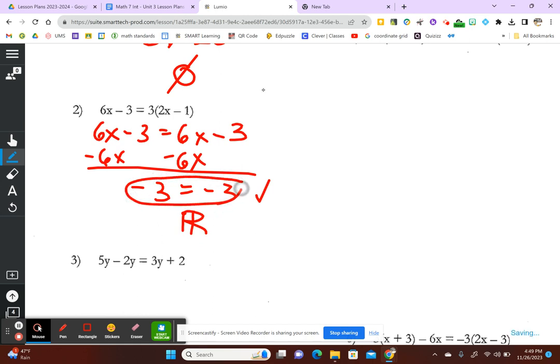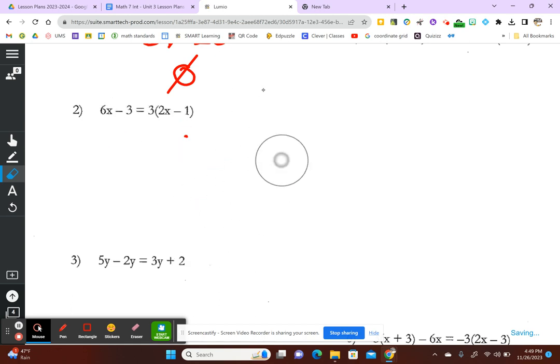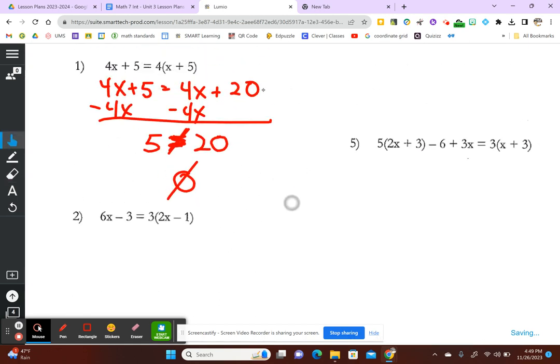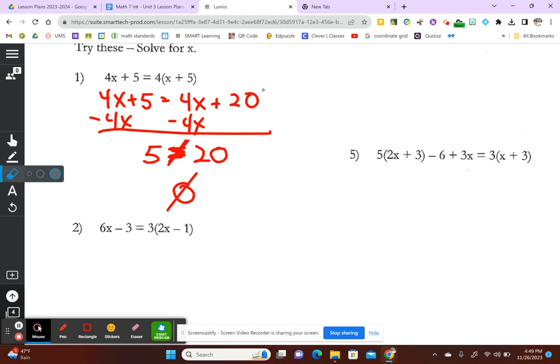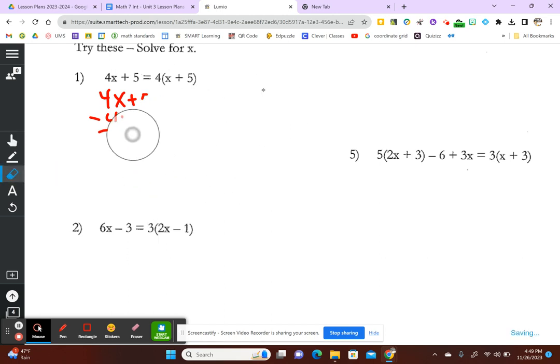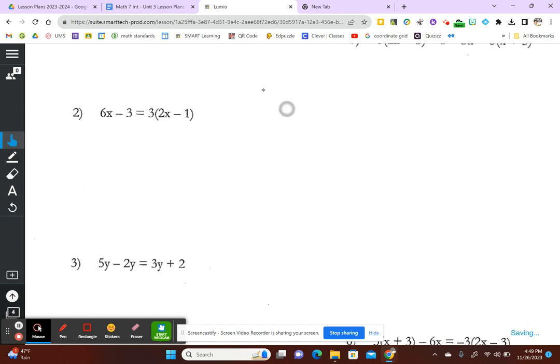Notice, no variable. That's the only time I can decide it's all real numbers or no solution. Look up here, no variable. That's the only time I can say no solution or all real numbers.